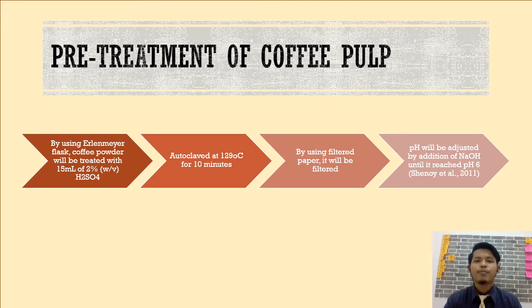For the pre-treatment of coffee pulp, using an aluminium flask, the coffee powder will be treated with 15 ml of 2% H2SO4. Then it will be autoclaved at 129 degrees Celsius for 10 minutes. Then, using filter paper, it will be filtered. After that, the pH will be adjusted by addition of sodium hydroxide until it reaches pH 6.